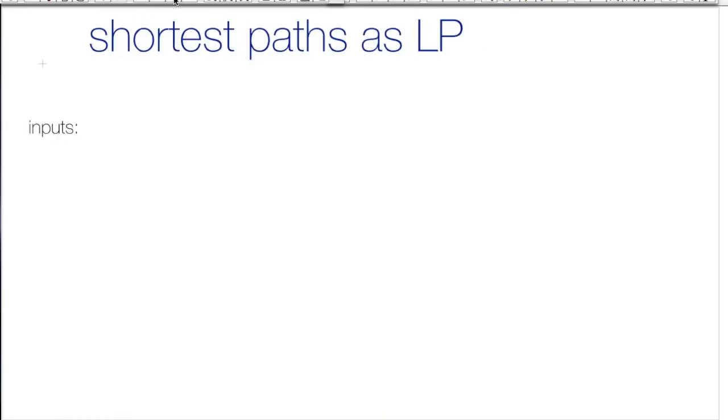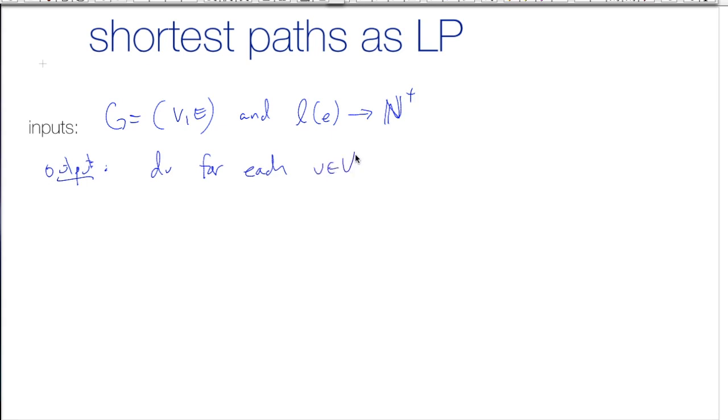We've solved the shortest paths problem using Dijkstra's algorithm or Bellman-Ford algorithm. Now we're going to solve it as a linear program. So the input is going to be a graph and edge weights. And the output, as we've discussed, would be a d_v for each vertex in the graph, where d_v is the length of the shortest path from s to v. Okay, and you're also given this source.